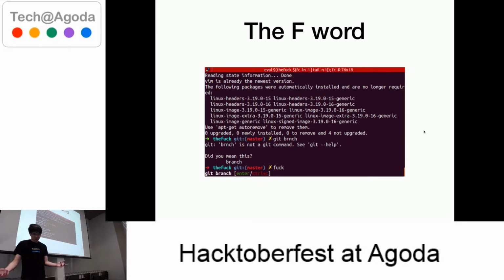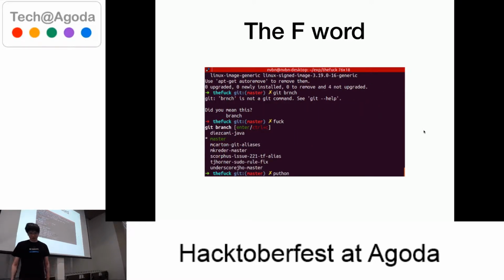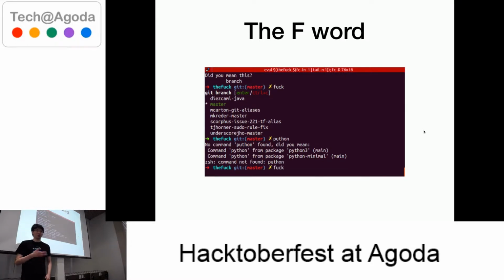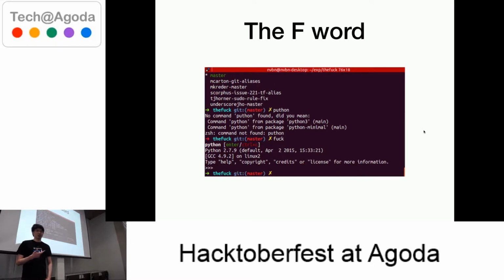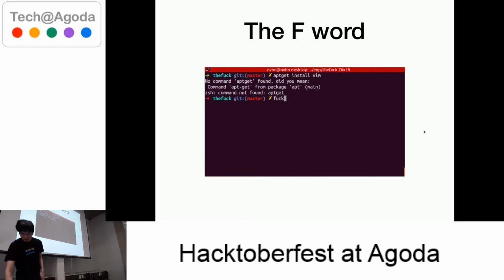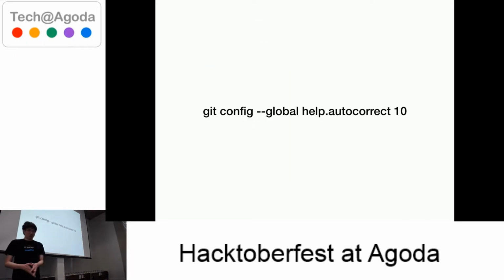So you see, it just corrects everything, which is cool. But when you're in a presentation like this one, you don't want to type the F word. So you have a much more elegant solution, which is called autocorrect in Git. So let's see how it works.